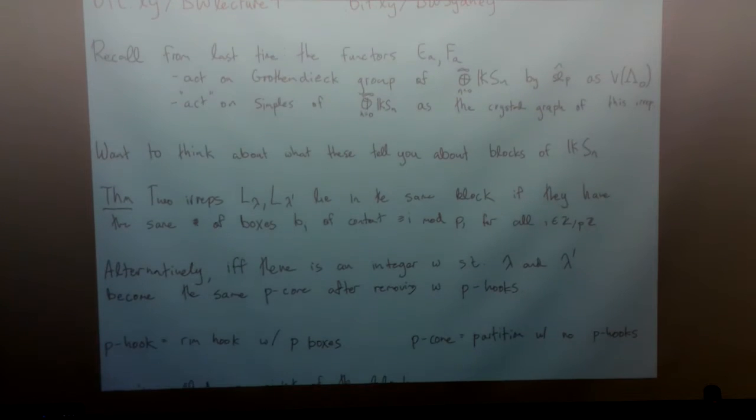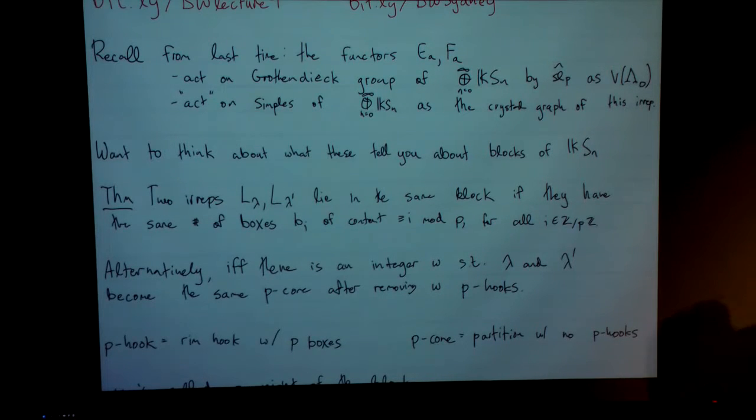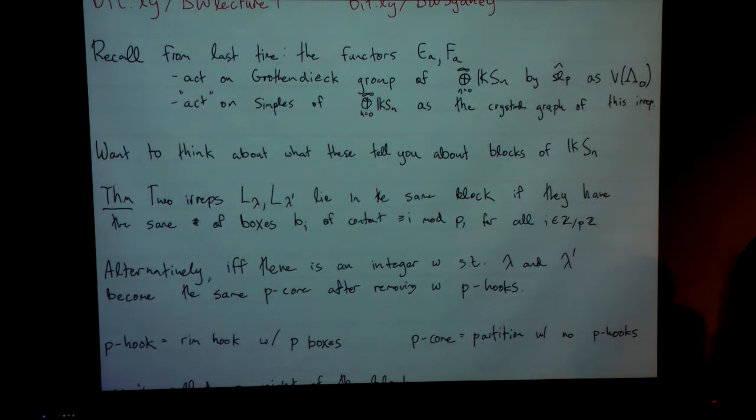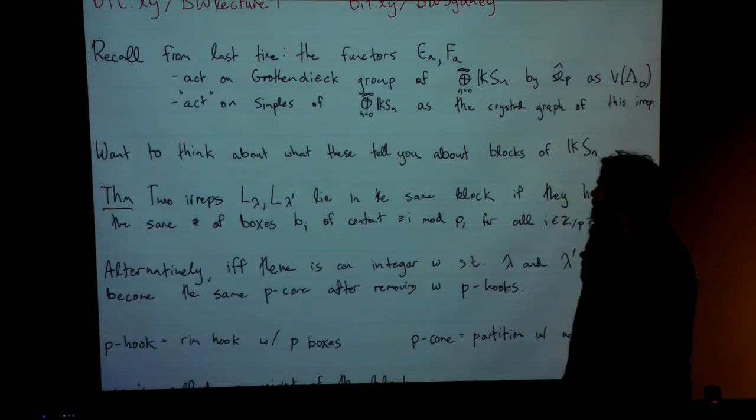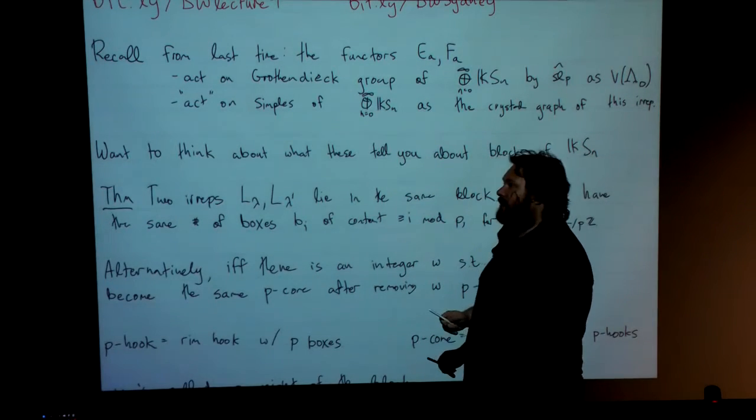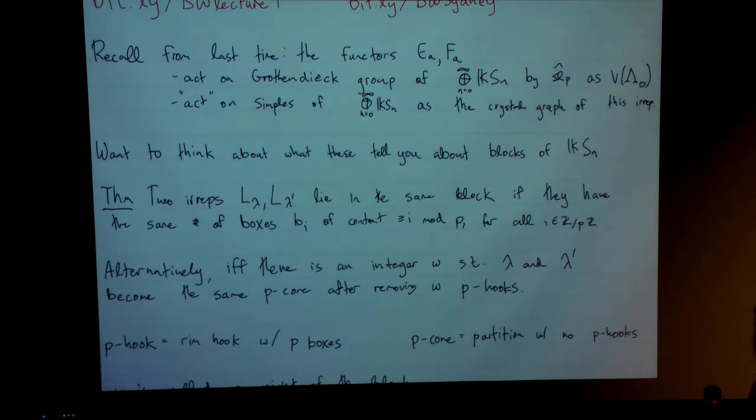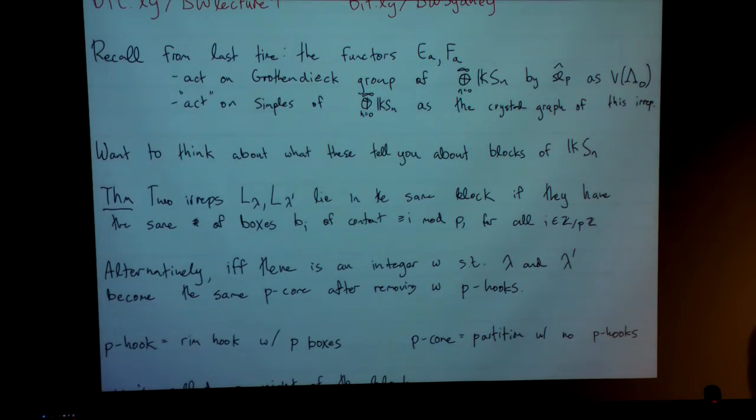So, reminder from last week. We've defined these functors E_A and F_A for every element of F_p. And what we showed is those give you two interesting pieces of structure on symmetric groups of characteristic p. One is they act on the Grothendieck group by giving you a representation of sl_p hat. So if you know about sl_p hat, that can tell you some interesting stuff about representation theory.